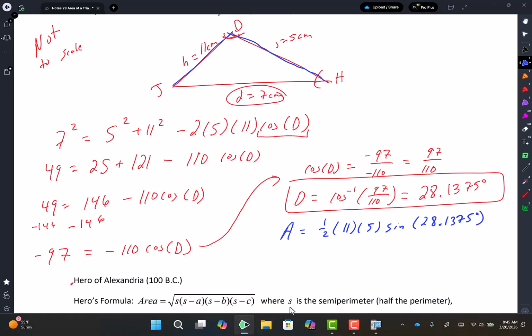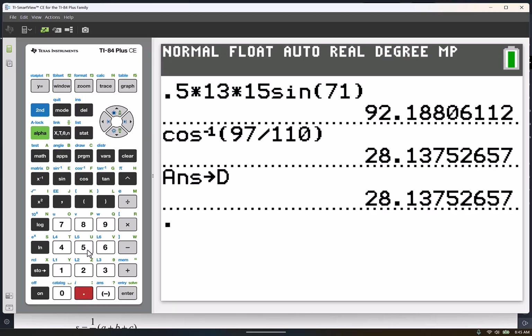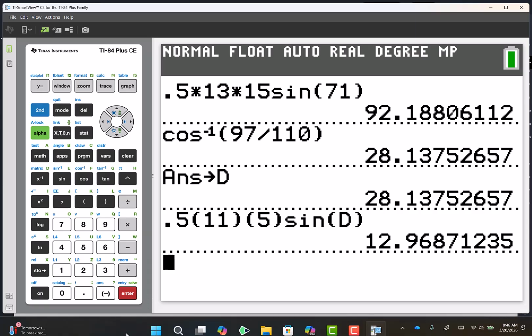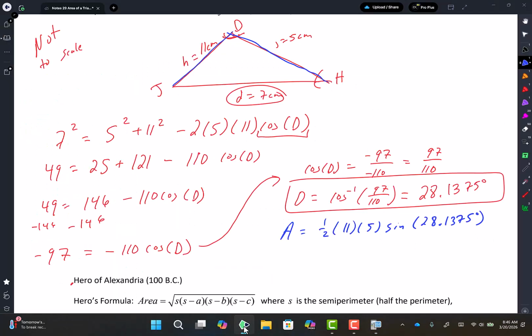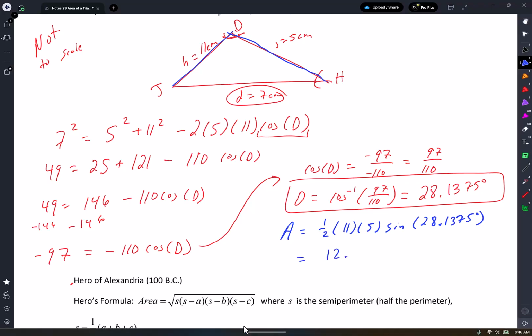So here I go. I take my calculator. 0.5, 11. Was it 5? I already forgot. 5, and then sine, and I'm going to put alpha D. I guess I could have scrolled up too as well, but bam. 12.9687. That's the area. 12.9687. What are my units? Square centimeters. Good job. Look at you guys being nerds.